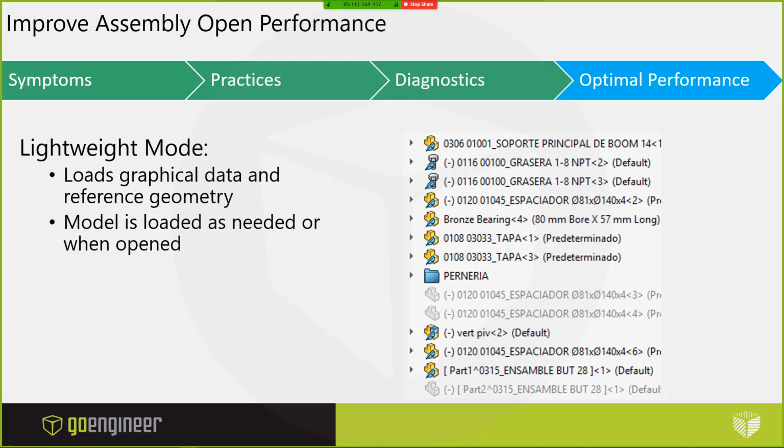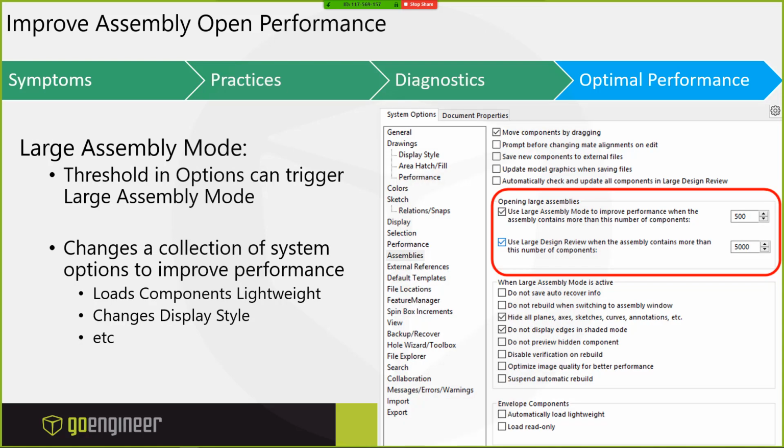Yep, and then with lightweight mode, it loads everything in lightweight, and then if you need to make any changes or edits, you can resolve any specific component or all of those components as you need to. Large assembly mode in the settings has some options for the threshold. Both large assembly mode and large design review mode have these options where you can turn it on so that it defaults to those modes once a certain part count threshold has been met.